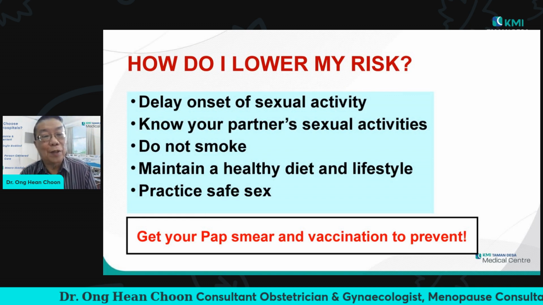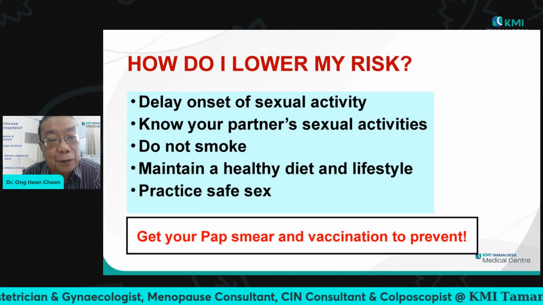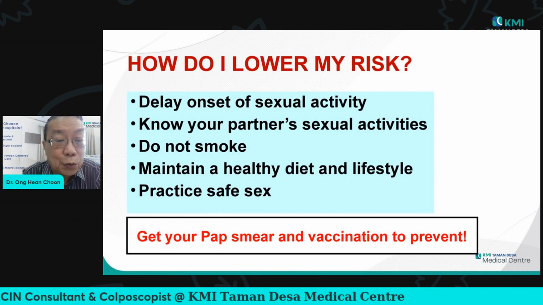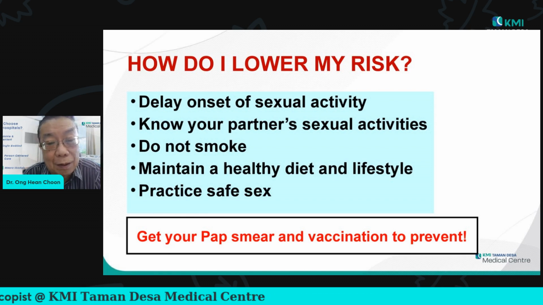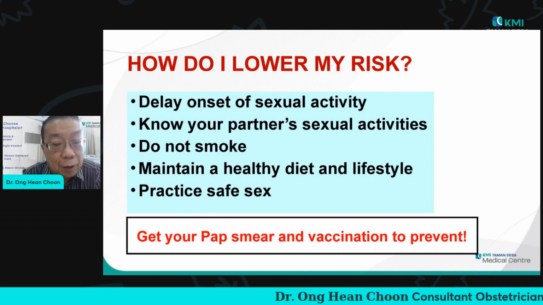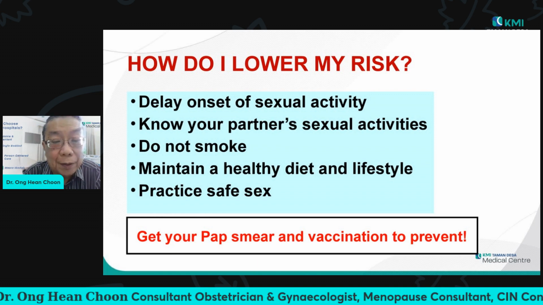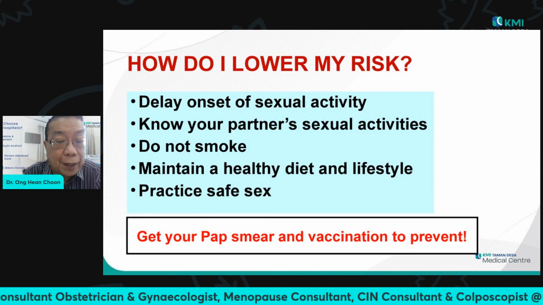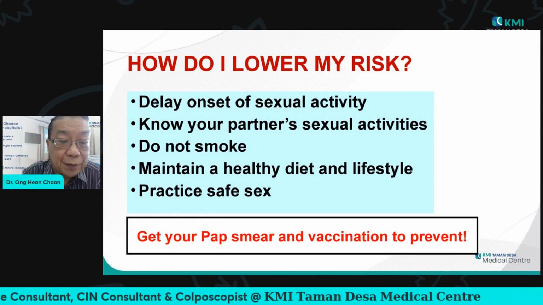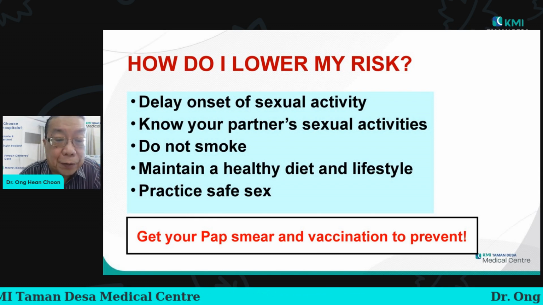Now, how can you lower your risk? You can delay onset of sexual activity, but that is your own choice. But medically, yes, this is one way. You should know your partner's sexual activities. This is very difficult. Try not to smoke too much because, as I mentioned earlier, smoking could be a co-factor. Maintain a healthy diet and lifestyle to keep yourself healthy and improve your body resistance to HPV infections. Practice safe sex. If you have multiple sexual partners, better make sure your partners all wear condoms.